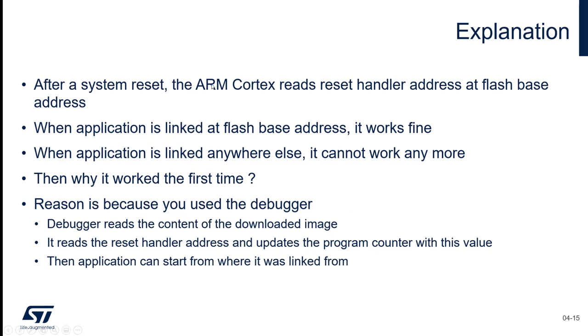After system reset, the ARM reads the reset address at flash base address. Here we have erased the flash before reflashing the new application. Here the application is linked at flash base address. When it is linked at base address, it's working fine. So this was the application we had at the beginning. But when it's linked at another place of the flash, it cannot work anymore.